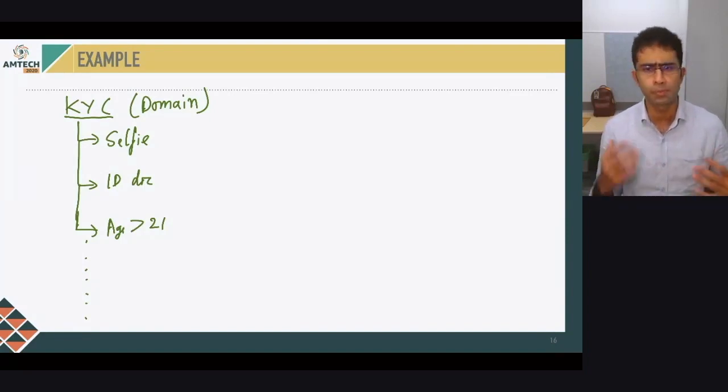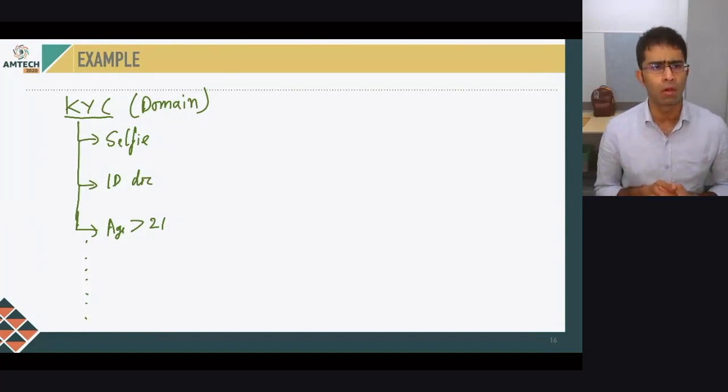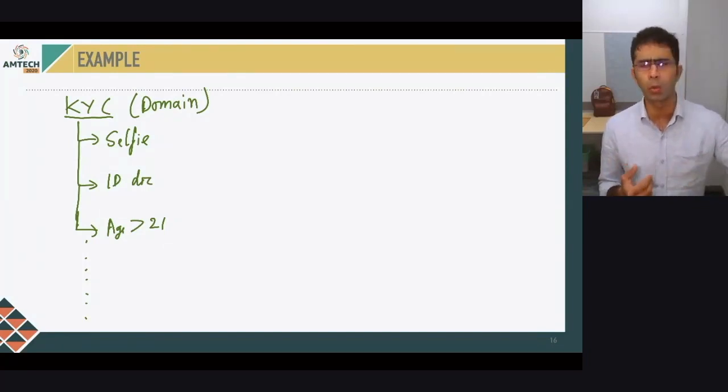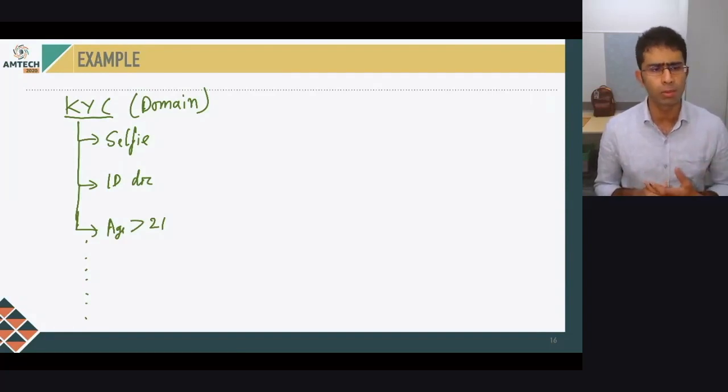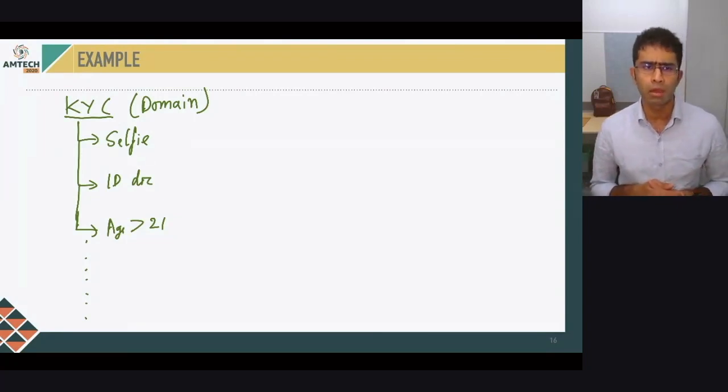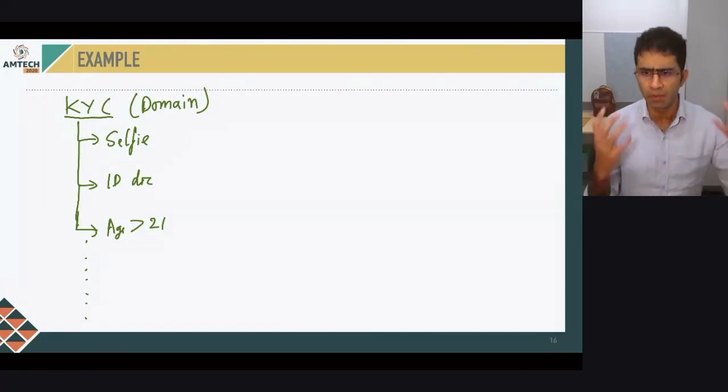Now, your product management comes and tells you, hey, do KYC of our customers. And as a part of that, they give you three requirements: collect a selfie, collect an identity document, and verify if the age is greater than a certain number. These are the three requirements. I'm just simplifying the use case to explain the mental model.